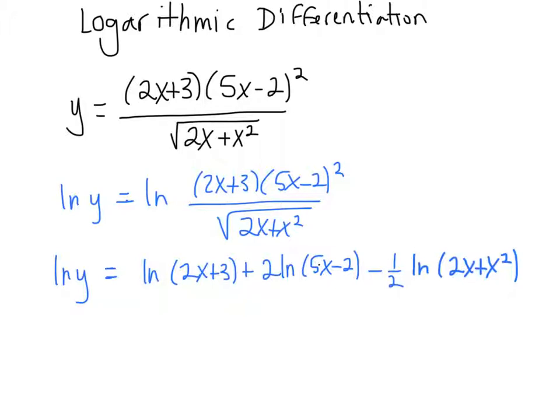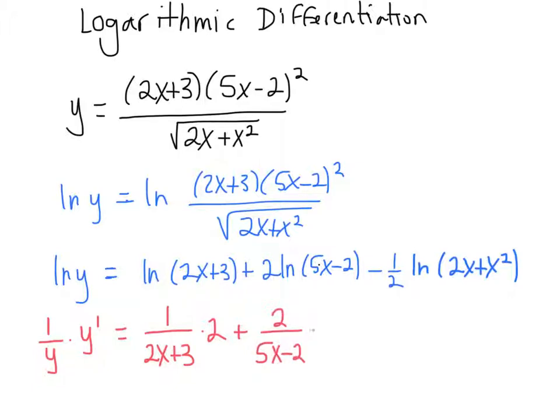The derivative of natural log of y, because this is implicit now, is 1 over y, because it's the natural log, times the derivative of the inside, which is y prime. That's what we're actually trying to find. The first part is 1 over 2x plus 3 times the derivative of the inside, which is just 2, plus 2 over 5x minus 2 times the derivative of the inside, which is 5, minus 1/2 times 1 over 2x plus x squared times the derivative of the inside, which is 2 plus 2x.